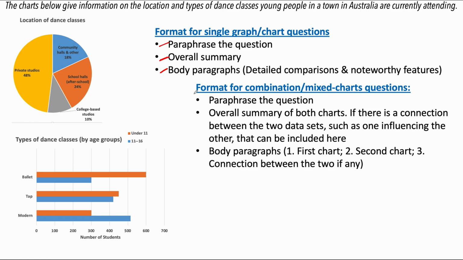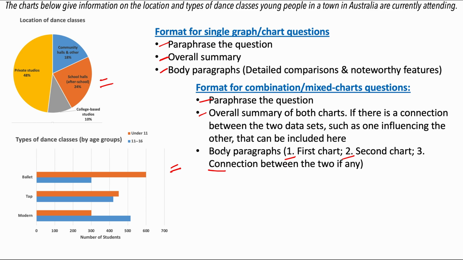We need to change this format a little for combination questions. We start with paraphrasing of the question. In the overall statement, we write overall of both the charts that we have. And if there is a connection between the two charts, we can mention that in the overall statement as well. In the body paragraphs, we have one body paragraph for the first chart, a separate body paragraph for the second chart, and if there is a connection between the two charts, we mention that as well.